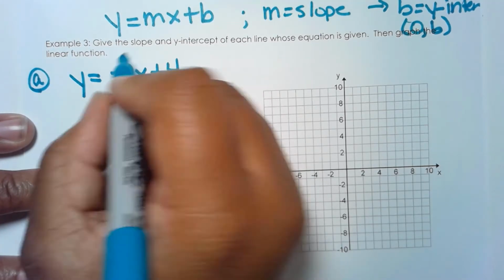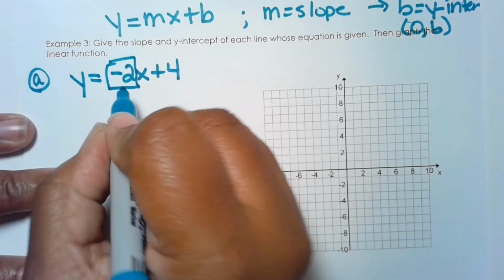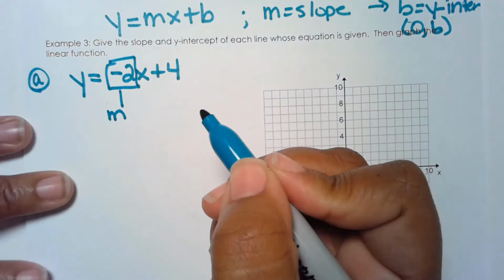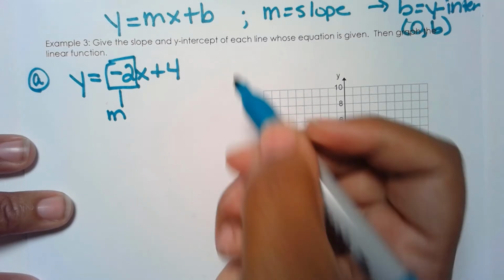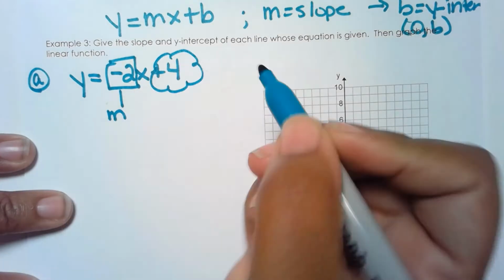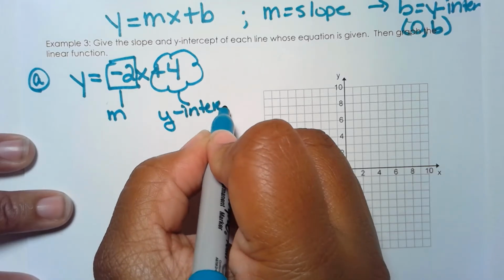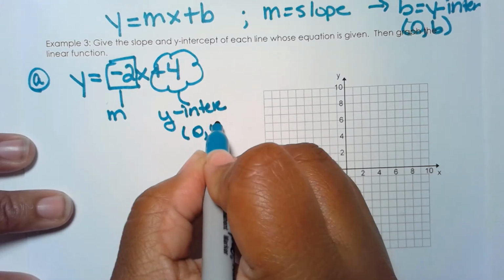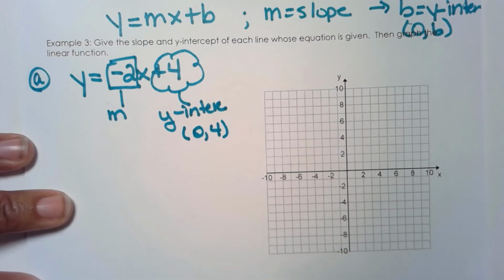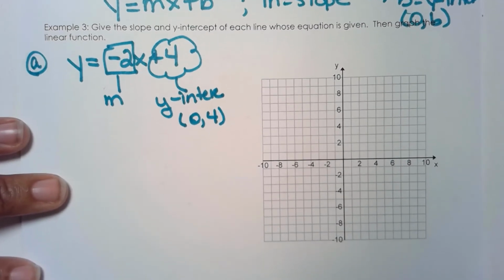The slope will always be the number that's next to the variable x. This is our slope. Our slope is 2. And then our y-intercept will be the constant term. And we will write that as an ordered pair. So 0, 4.